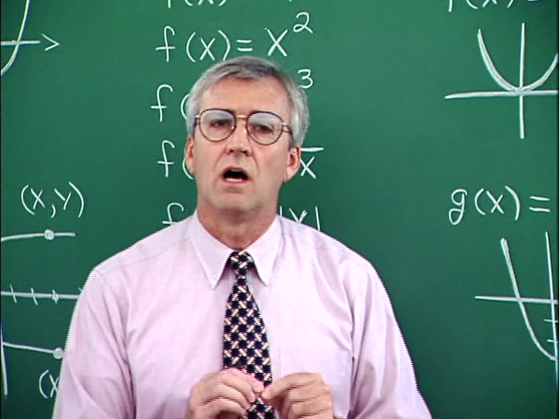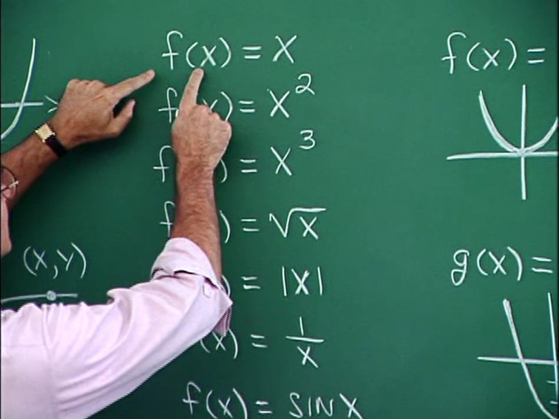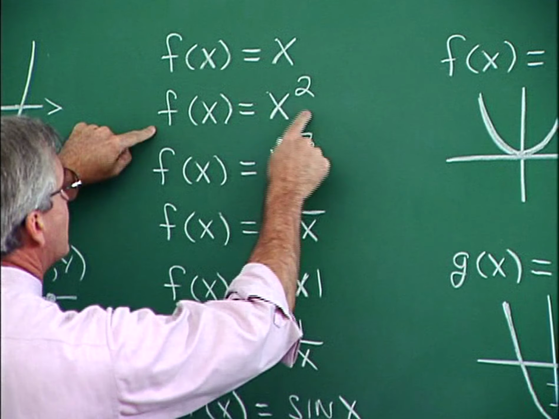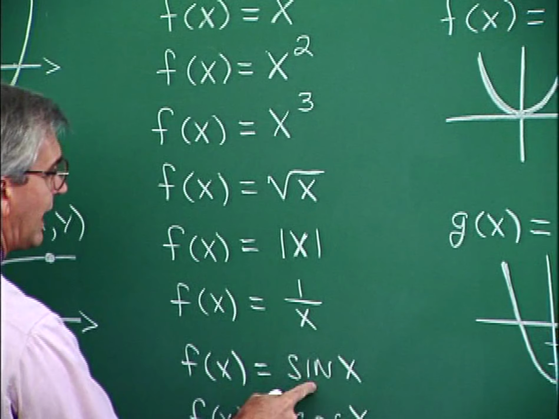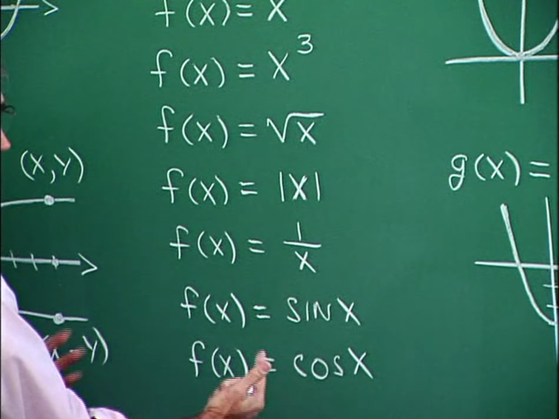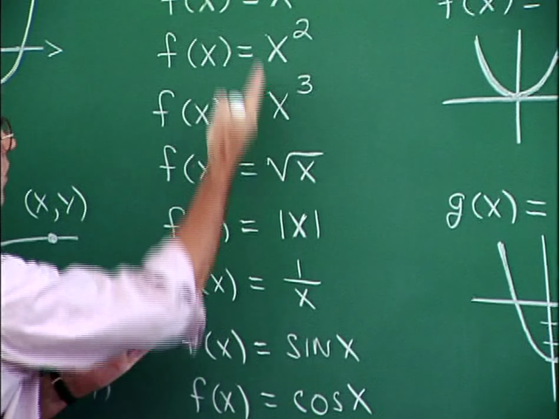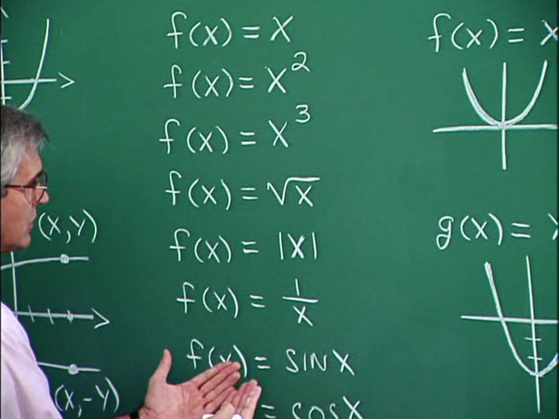Now, in your book, there's a really nice illustration of some of the degenerate forms of familiar functions. There's the graph of f of x is x squared, x cubed, the square root of x, absolute value of x, 1 over x, sine x, cosine x. These are degenerate forms, or the simplest forms, for each of these kinds of equations or functions.